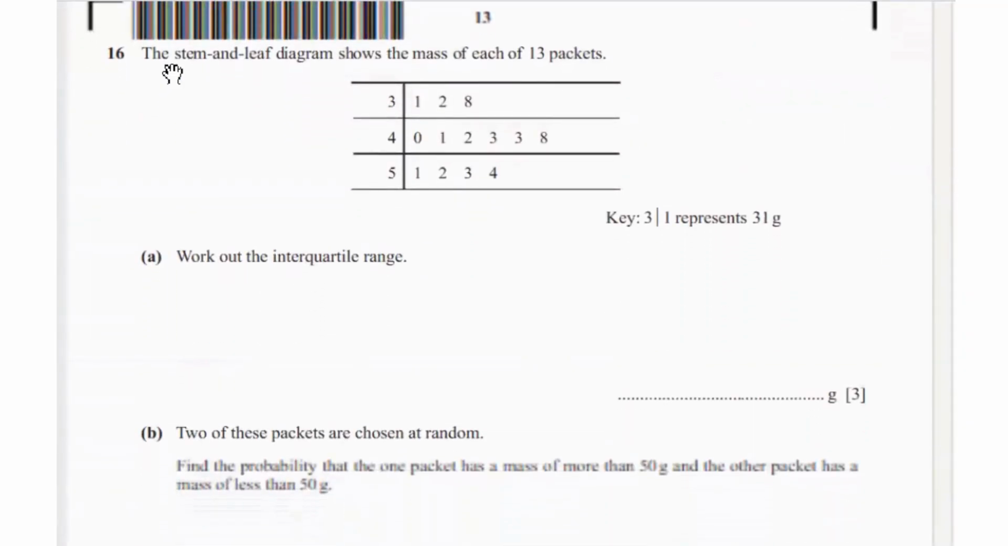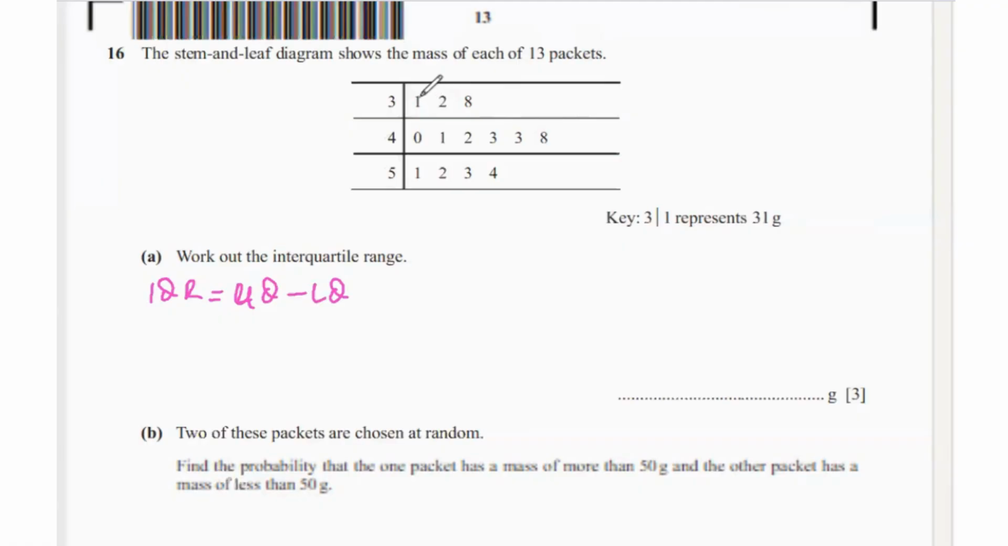Question 16 says the stem and leaf diagram shows the mass of each of 13 packets. Work out the interquartile range. For the interquartile range, we need the lower quartile and the upper quartile. The interquartile range is the difference between the lower and upper quartile. There are 13 packets, so first, let's find the midpoint.